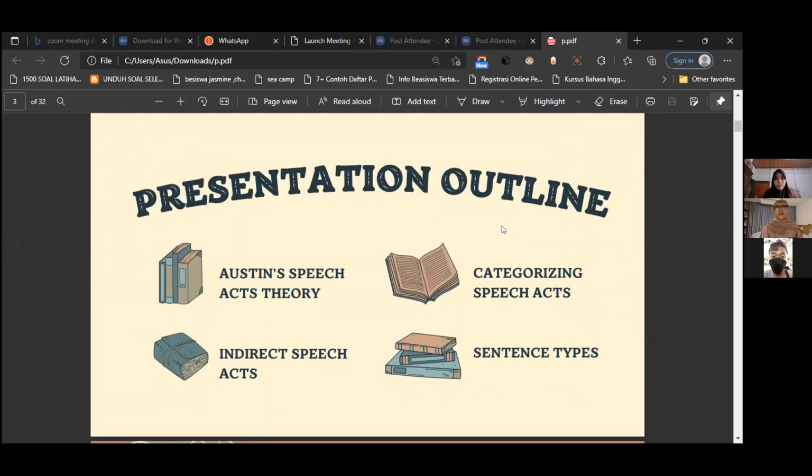We will be discussing about Austin's speech acts theory and categorizing speech acts, indirect speech acts, and sentence types. And our first material will be presented by Ahliwan Davrialdi. Ahliwan Davrialdi, time is yours.